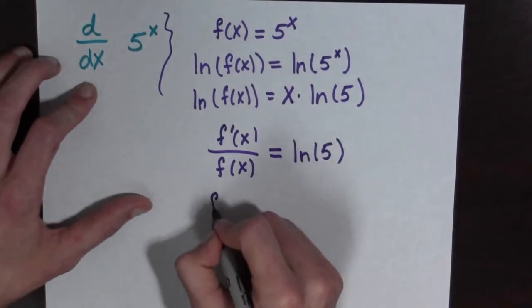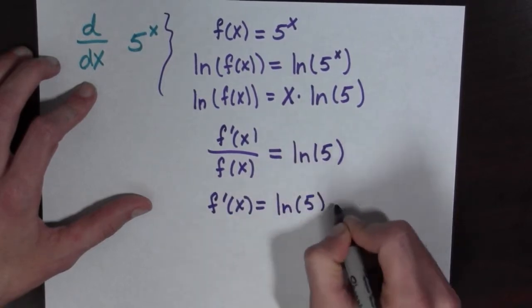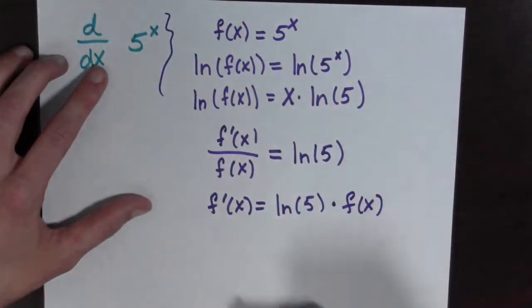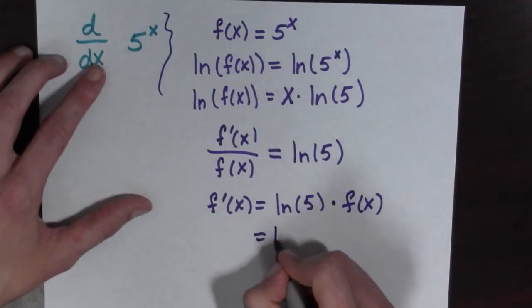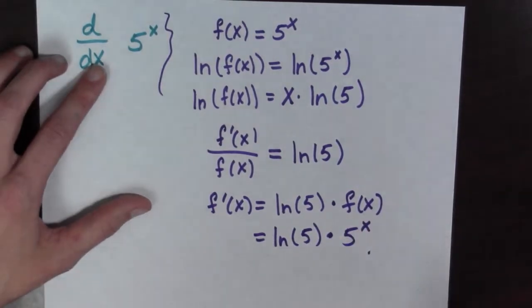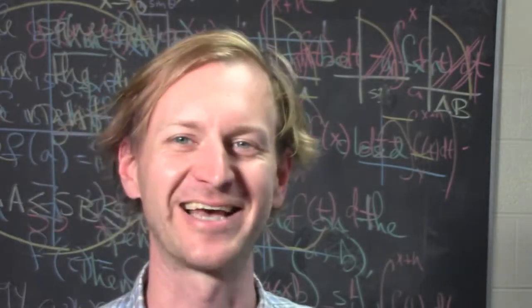And so this tells us that f prime of x is equal to natural log of 5 times f of x, and f of x is 5 to the x. So this is equal to natural log of 5 times 5 to the x. First example, done. Next example.